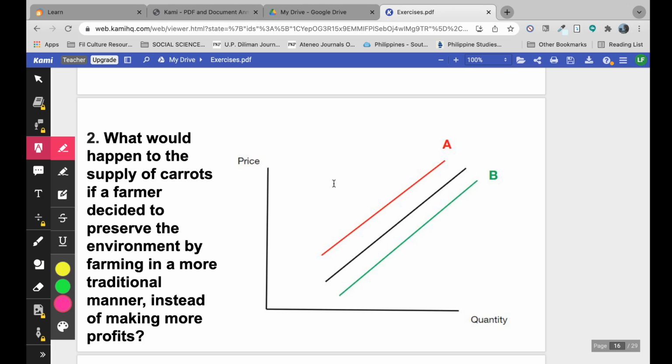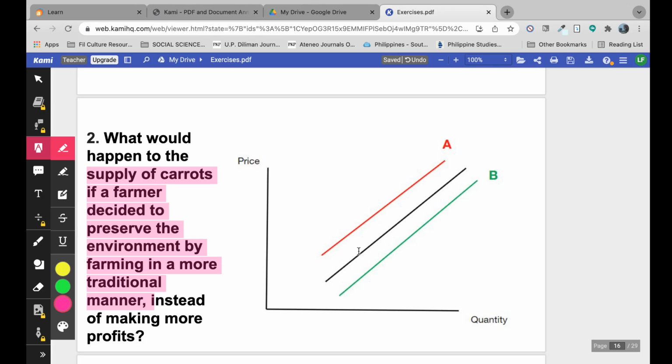We know that when the farmer farms in a more traditional manner, what will happen is it would take him slower to produce carrots, right? If he's farming in the traditional manner. And at the same time, this also means that his output of production for carrots might decrease annually or whenever he tries to produce the carrots.